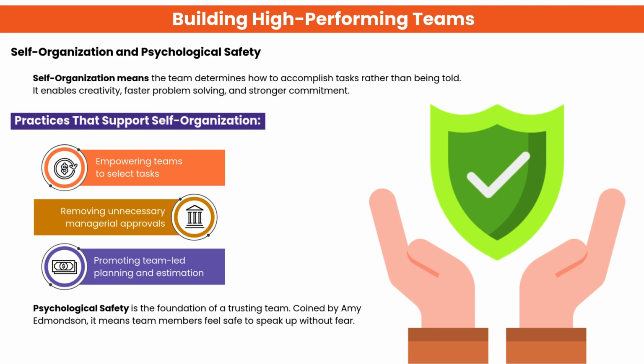This slide talks about self-organization and psychological safety in high-performing Agile teams. Self-organization means the team decides how to do the work, not management. This increases creativity, ownership, and faster problem-solving. To support this, organizations should empower teams to pick tasks, reduce unnecessary approvals, and allow team-led planning and estimation. Psychological safety is equally important. Team members must feel safe to share ideas and concerns without fear. This builds trust and improves overall team performance.